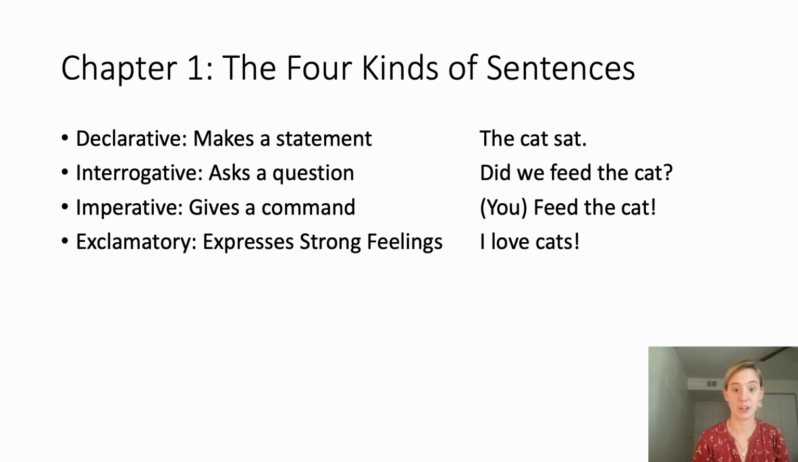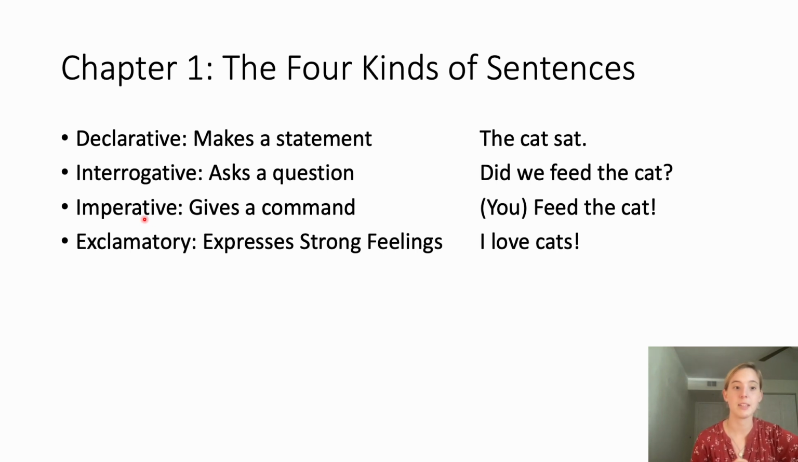chapter in well-ordered language talks to us about the 4 kinds of sentences. There are 4 kinds of sentences. Declarative sentences make a statement. For example, the cat sat. It is simply telling us a fact. The second type of sentence is the interrogative sentence. It asks a question. Did we feed the cat? When I think of interrogative, I like to think of the word interrogate.